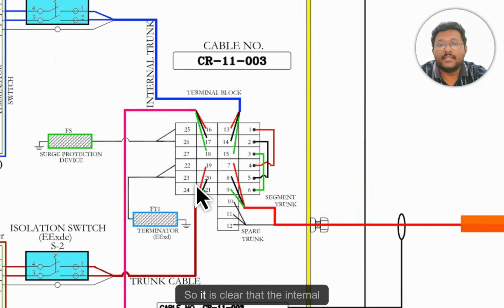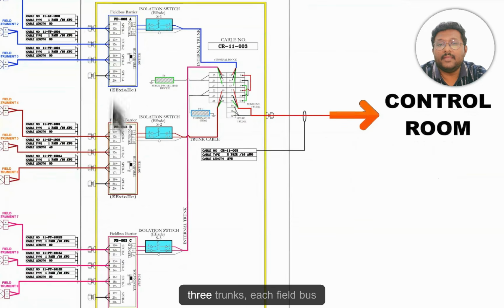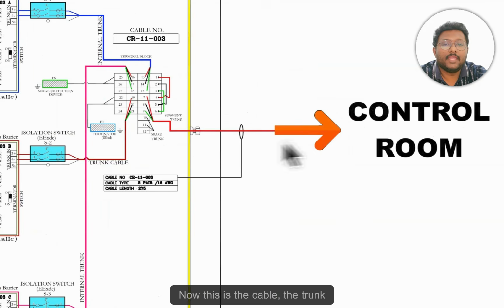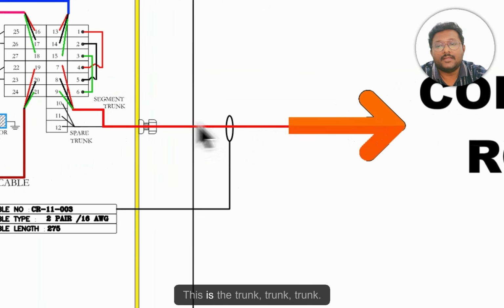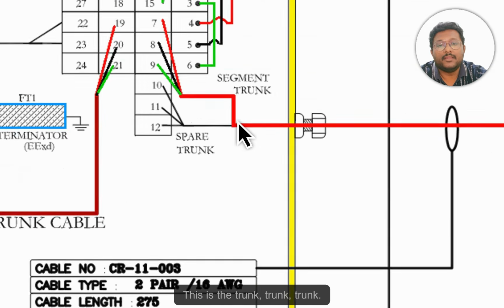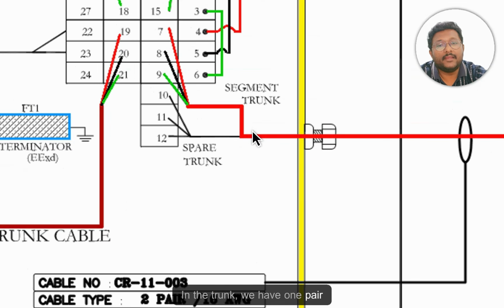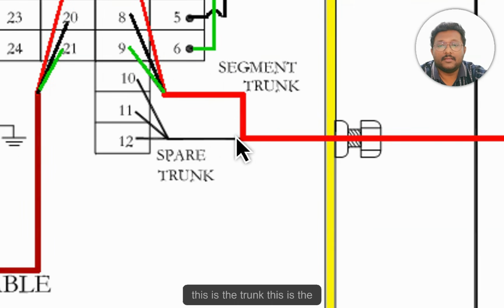So it is clear that the internal 3 trunks, each field bus barrier output, are in parallel. Now this is the cable, the trunk going to the control room. In the trunk, we have one pair cable we are using and the second one pair cable is spare. This is the spare, connected to 10, 11, 12. We are not using this.